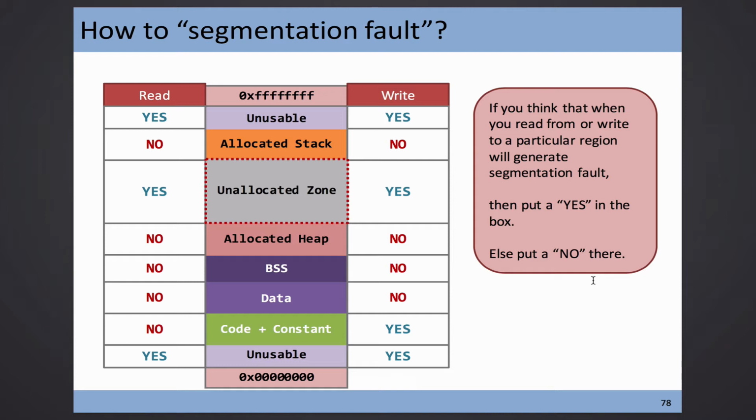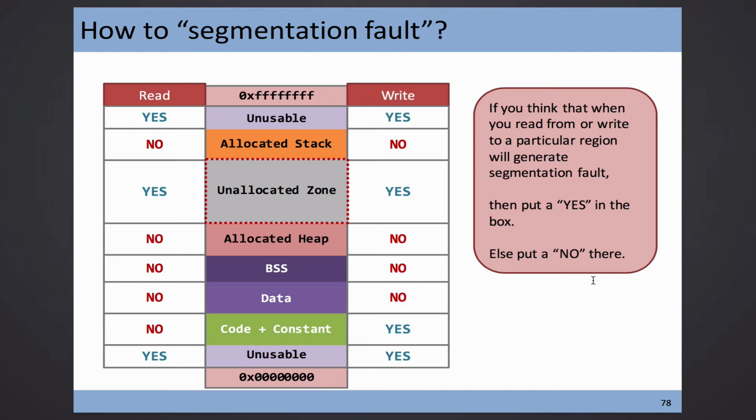Let's say you set an address which is 0xFFFF, but it's a 32-bit CPU, then that is another unusable area. Now, for others, let's take a look at the code. The code is actually very interesting. You cannot write to it. Once you write to it, you will generate segmentation faults. It's because of the protection.